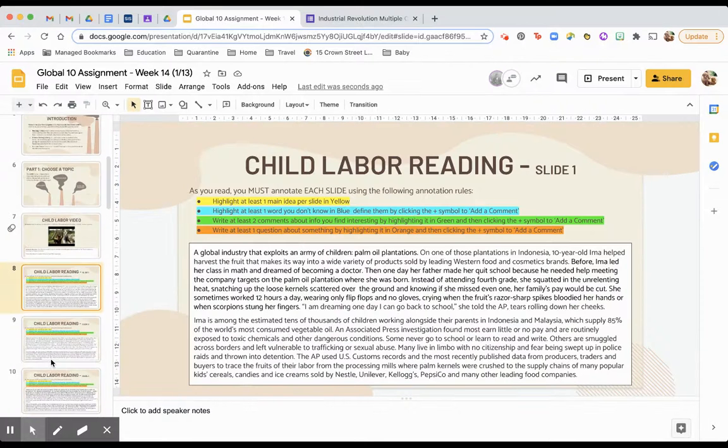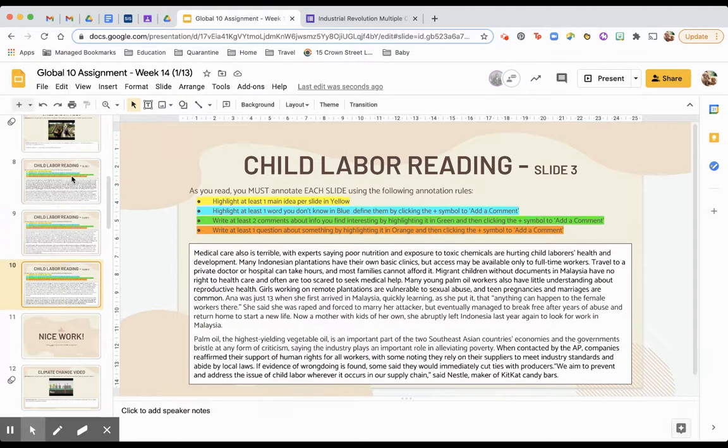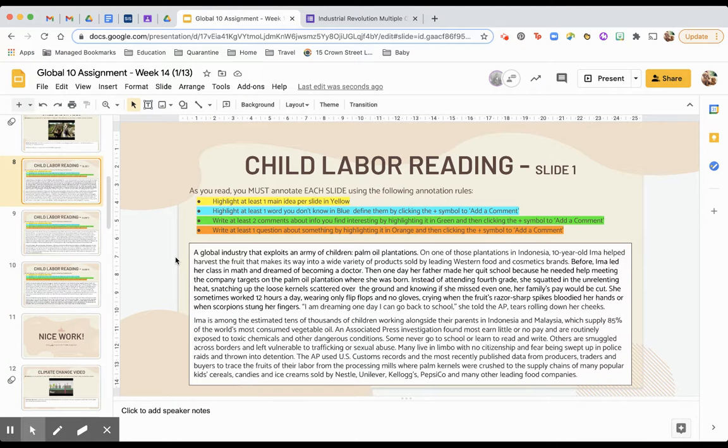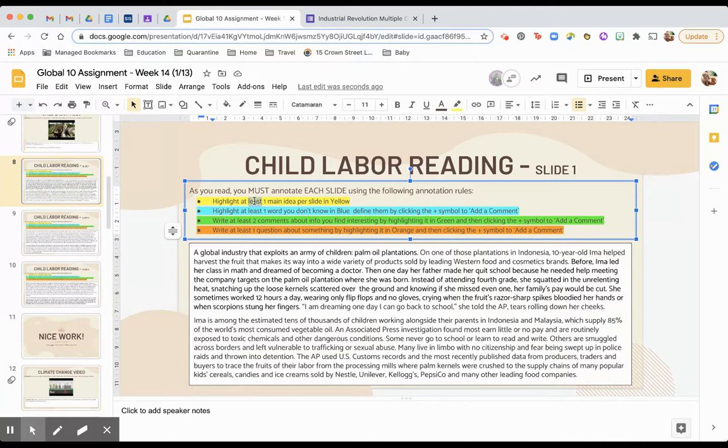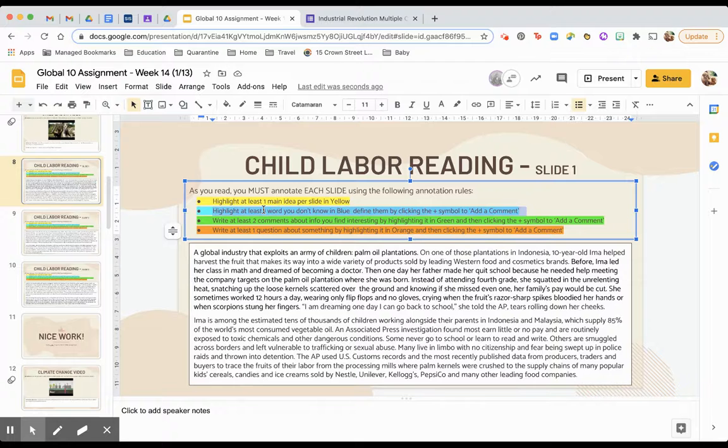Then you are going to do a short reading. Well, it's a little bit of a longer reading, but that's it. This is the only reading we have. So it's three slides, and there aren't any questions that go with the reading. However, you are required to annotate. So you need to highlight at least one main idea per slide in yellow, highlight at least one word you don't know in blue, and then define it by clicking on the plus symbol to add a comment.